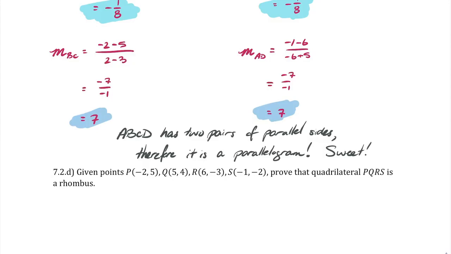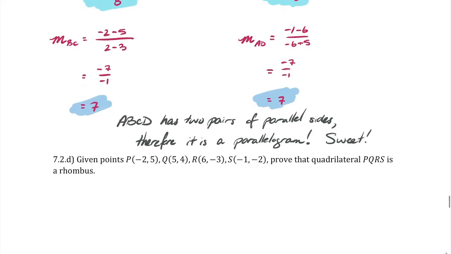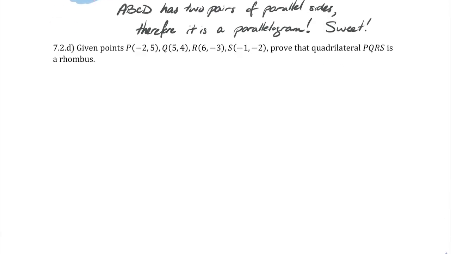All right. So if we are given the points P, Q, R, and S, we want to prove that the quadrilateral is actually a rhombus. Any clue what a rhombus is? Learn your shapes. Hello? Anyone there? Hello? All right. So a rhombus is just a parallelogram, but the thing that makes it a rhombus is the fact that it has 4 equal side lengths.